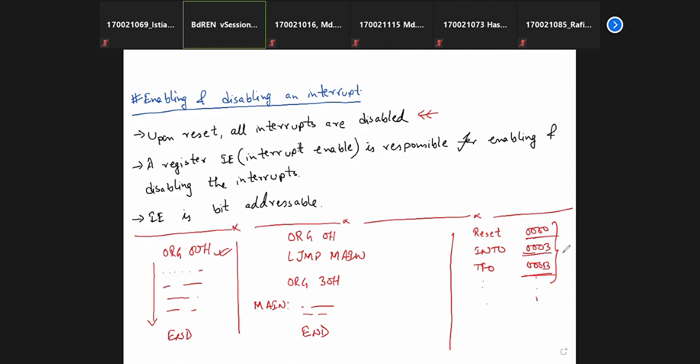So is this point understood to all of you? Up to this, have you understood? If you say nothing, I will assume that you understood.